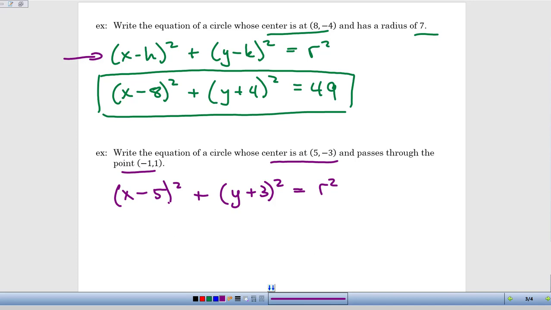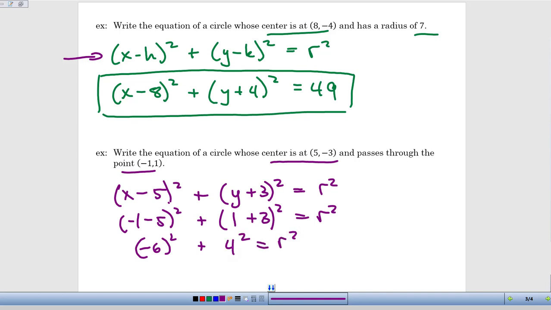So I'm going to plug in -1 in place of x, so I've got (-1 - 5) squared plus, and then I'm going to plug in 1 for y, (1 + 3) squared equals r squared. And so -1 minus 5 gives me -6, so that's still going to be squared. 1 plus 3 is 4, so 4 squared equals r squared. And so then finally I've got -6 squared is positive 36 plus 4 squared is 16 equals r squared, or r squared is going to end up equaling 52.